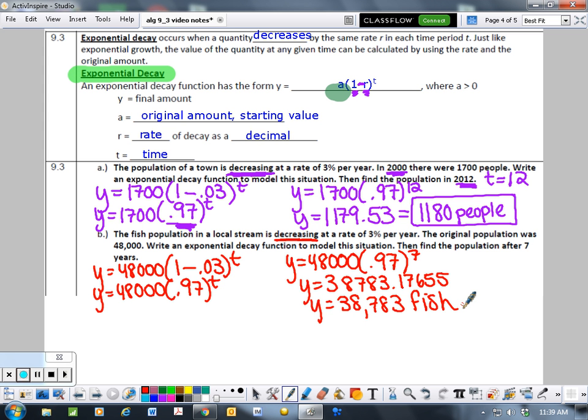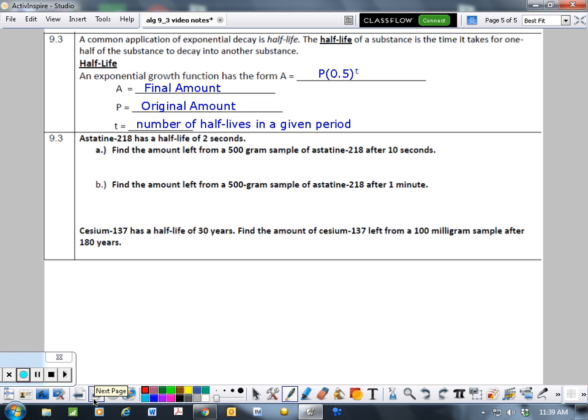So exponential growth, compound interest, exponential decay, and then let's go ahead and look at half-lives. So here's another science thing having to do with exponential decay. A half-life of a substance is the time it takes for one half of the substance to decay into another substance. So a half-life function, wow, there's some typos in here. A half-life function has the form of A equals P, so our original amount, times 0.5, that's where we get the half-life, so we multiply by half to the t power. And t is the number of half-lives in a given period.